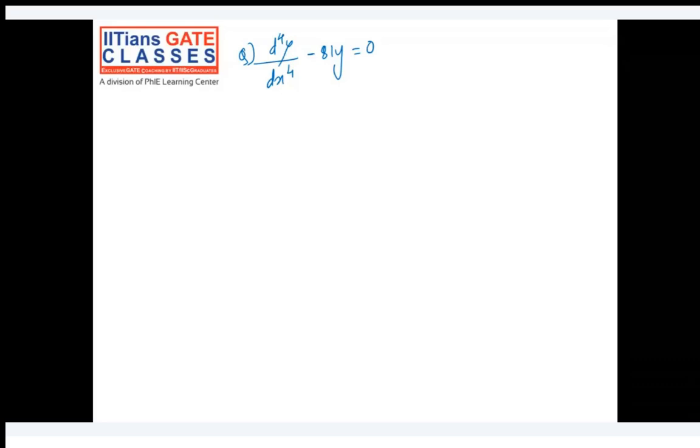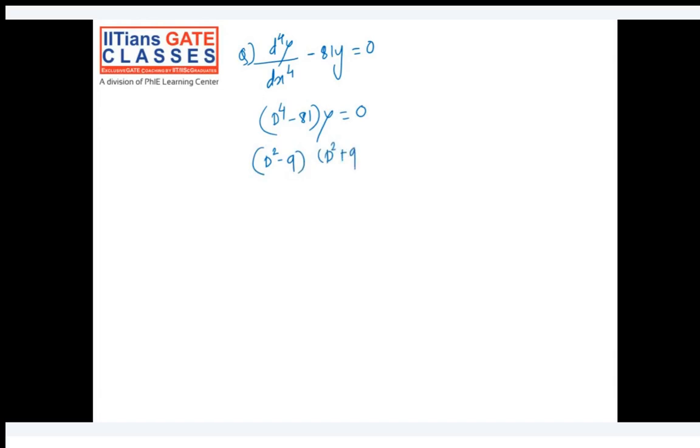No, 3 and minus 3 Likhit, no. These are not the solutions. Think on it again. Okay, let me help you out. D raised to the power 4 minus 81 times y equal to 0. So it is d square minus 9 and d square plus 9 equal to 0 basically, correct?